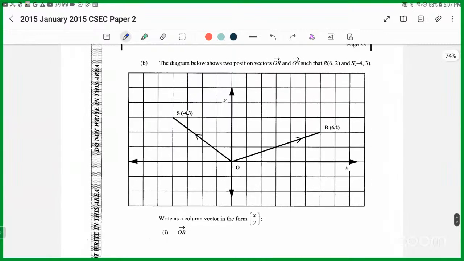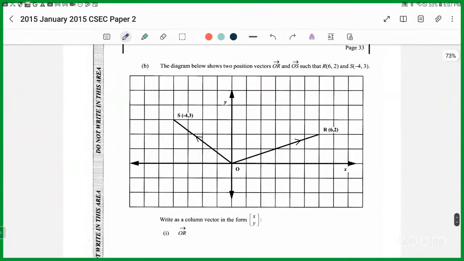All right, next question. The diagram below shows two position vectors, OR and OS, and these two points are R (6, 2) and S (-4, 3). They set this kind of question quite frequently, almost the same kind of diagram. Then they want us to tell them the vector OR.